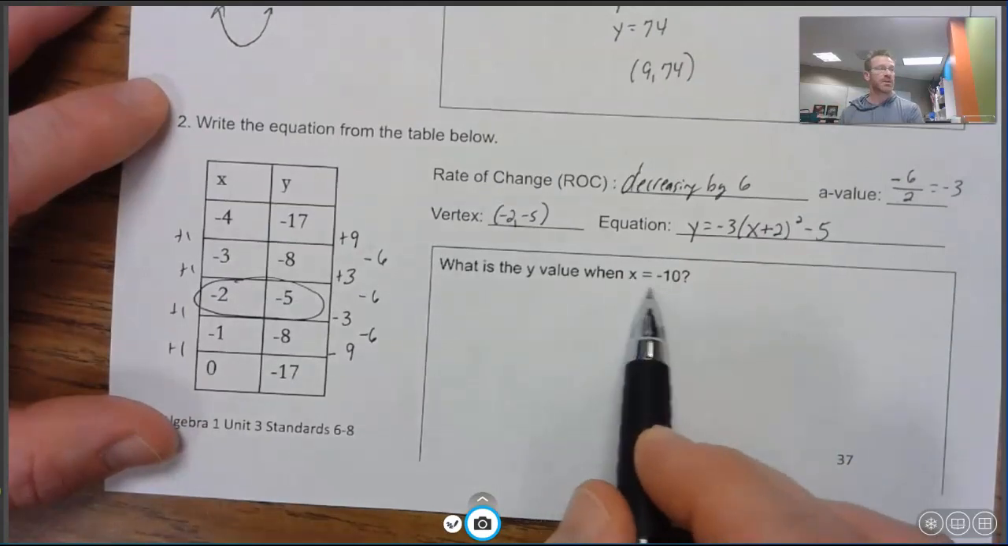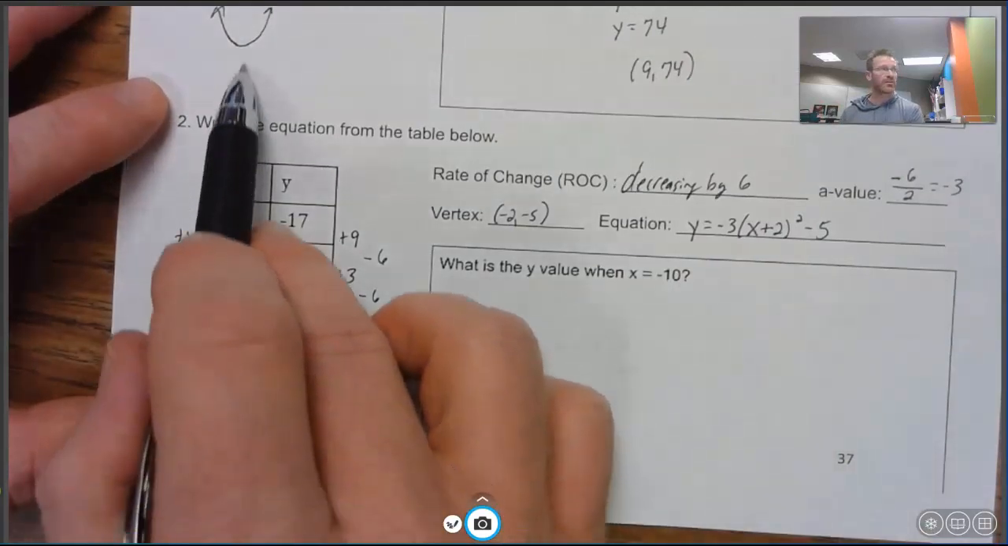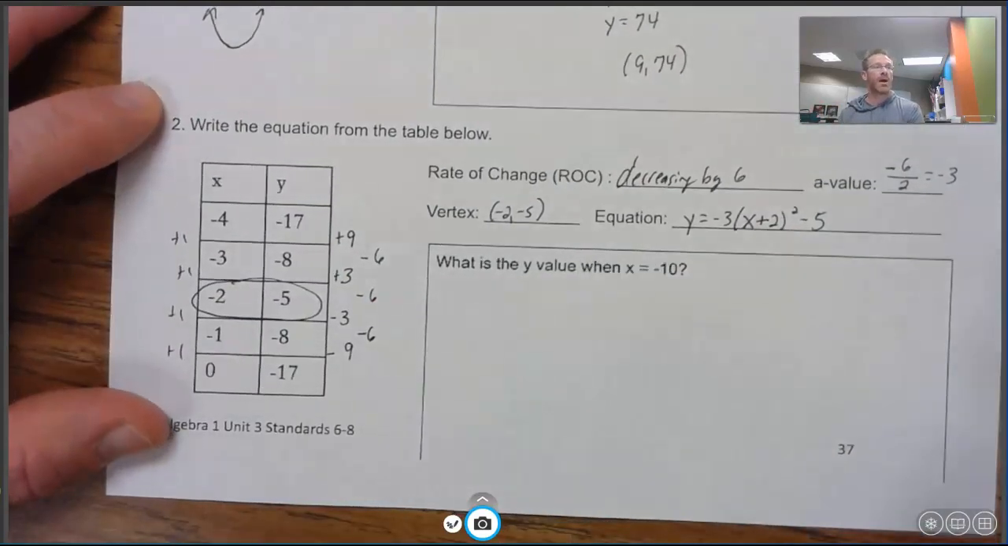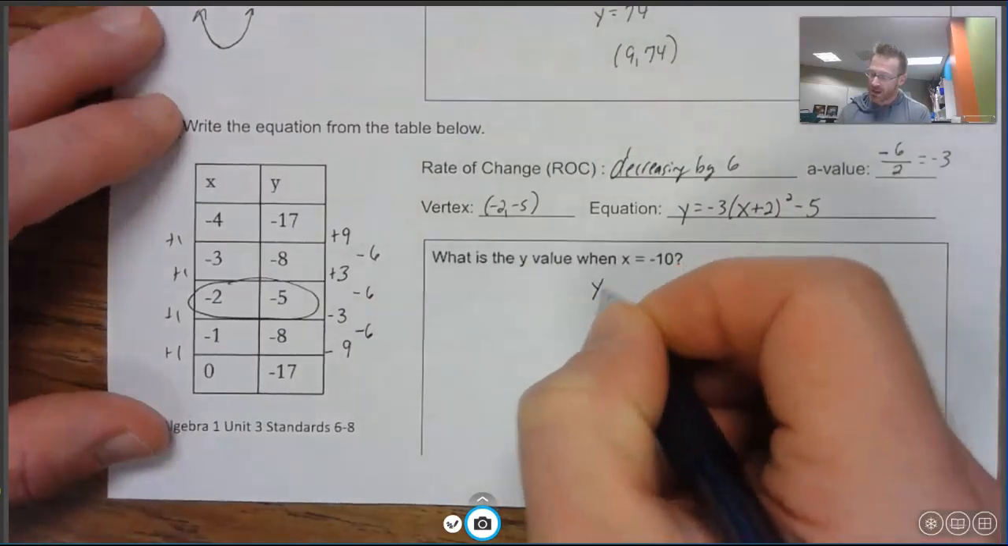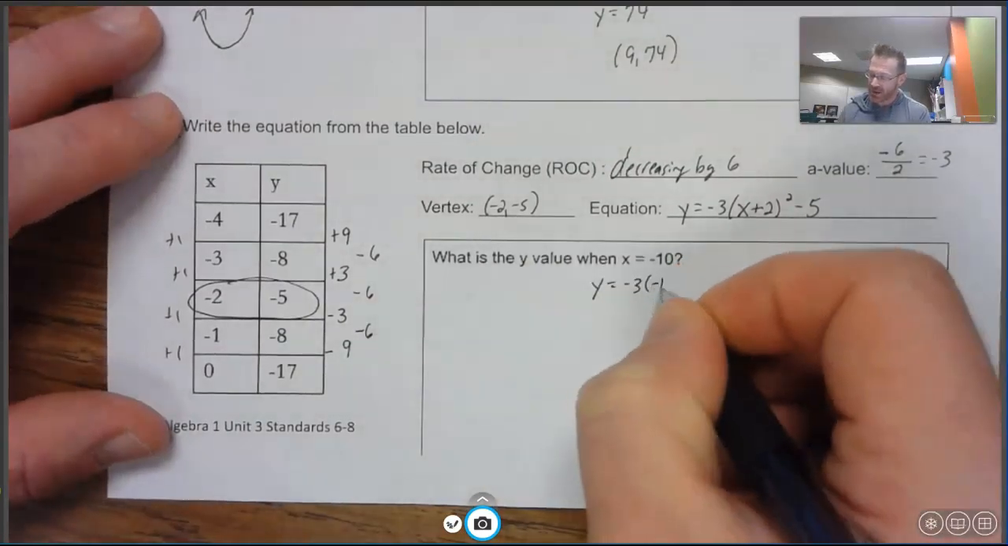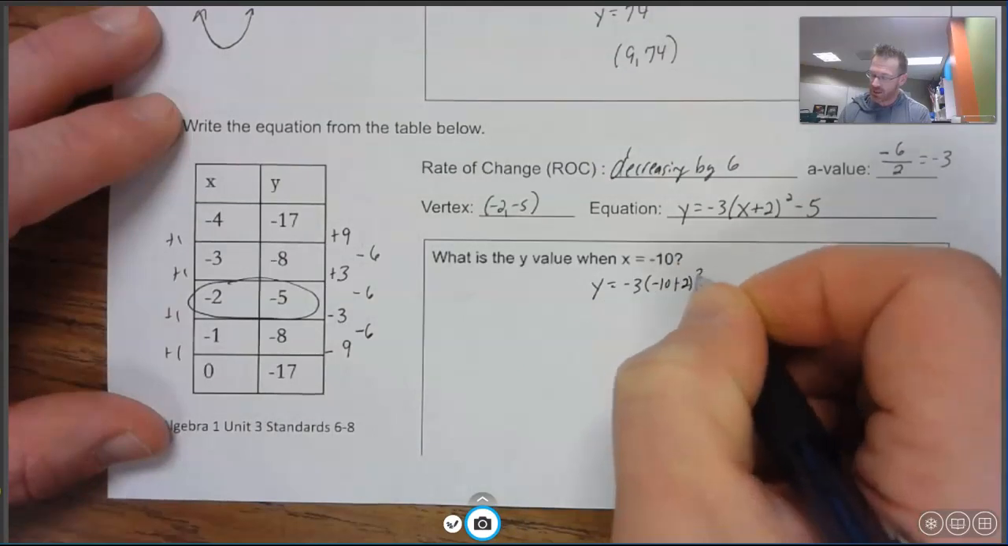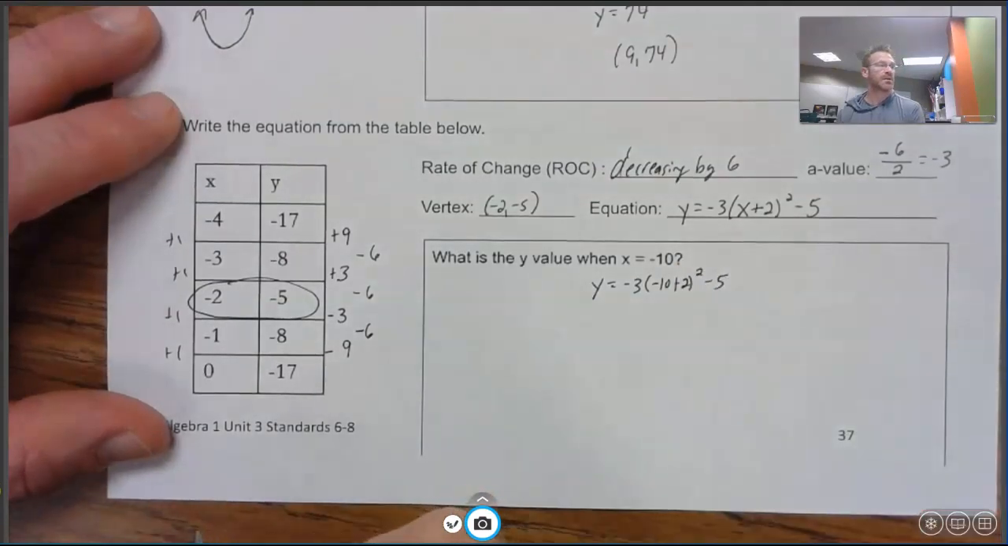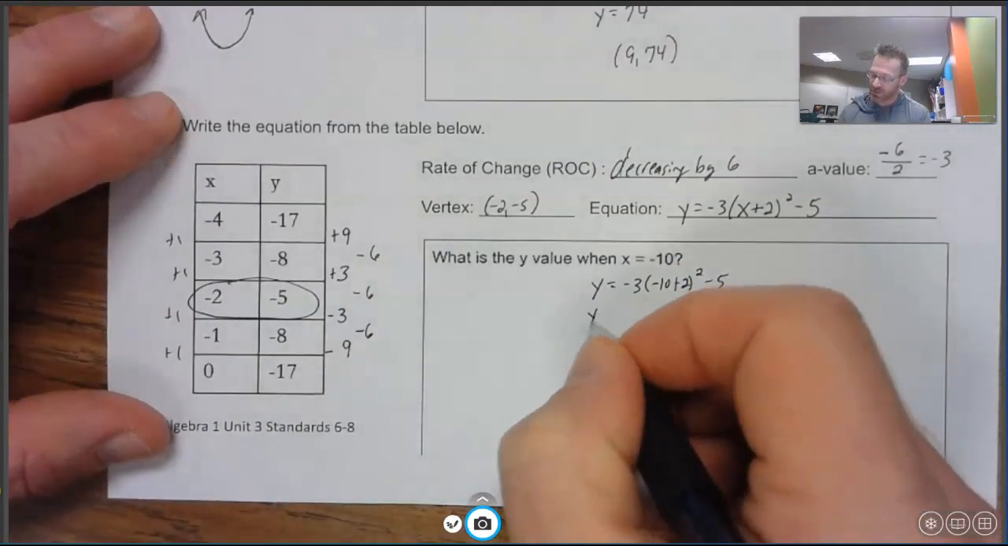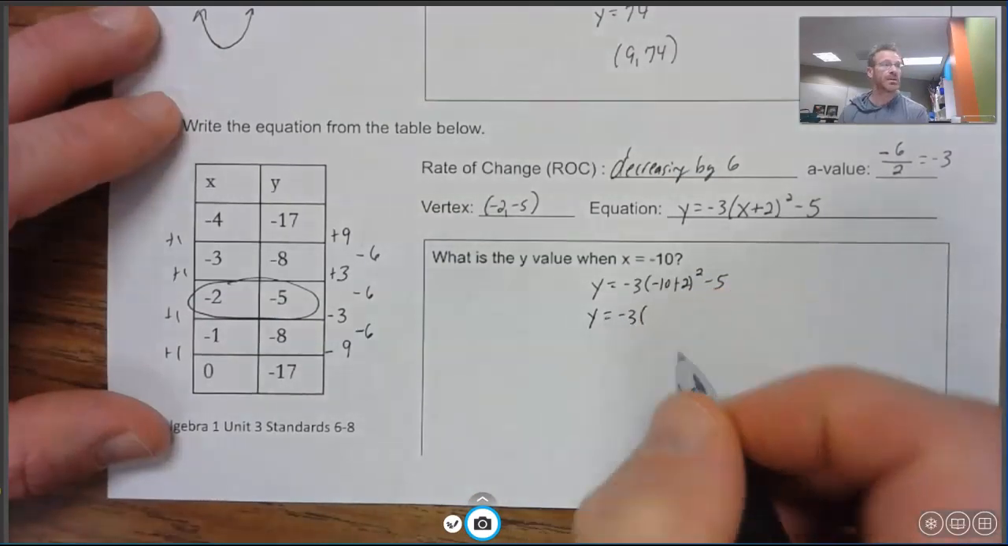Now, once again, let's predict. If I were to extend this table in reverse up to -10, what y value would I get? So y equals -3 times the quantity -10 plus 2, squared, minus 5. Once again, let's complete those grouping symbols first. So -10 plus 2 is -8.